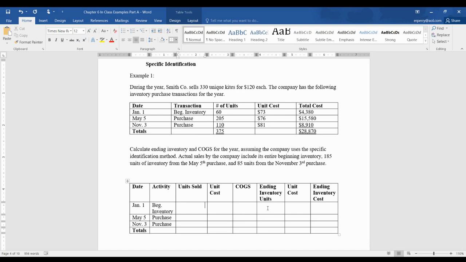Okay, so in the problem, it tells us we sold our entire beginning inventory. So we had 60 units, we sold 60 units. We paid $73 per unit. So that was our unit cost per inventory. 60 units sold times my $73 per inventory unit gives me cost of goods sold for this bucket of $4,380.